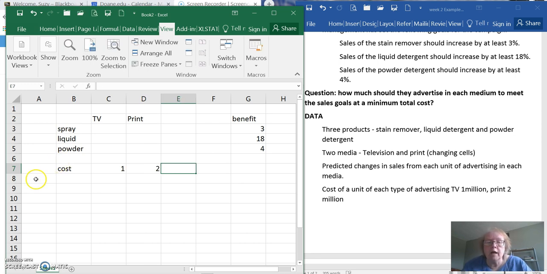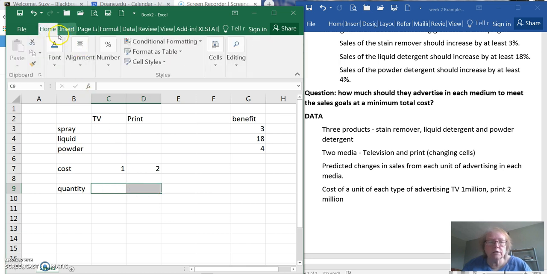Okay? And what I want to know is the quantity. You'd think I'd be able to spell that as an economist. I need the quantity of TV and the quantity of print ads. Those are going to be what I'm looking at. Those are going to be my changing cells, the things I'm going to try to use. Now, what I'm missing here is my requirements.